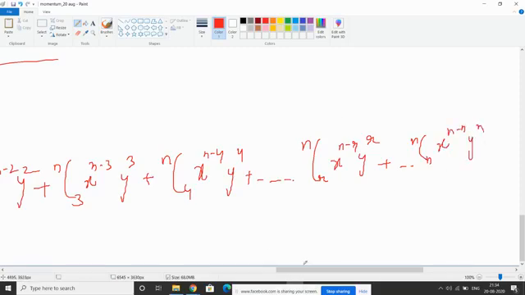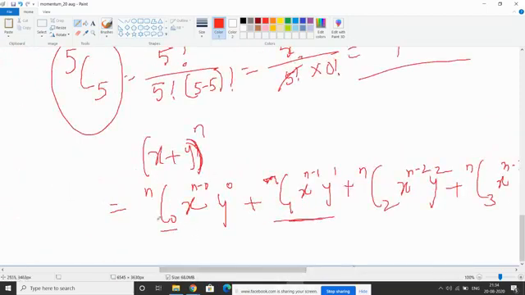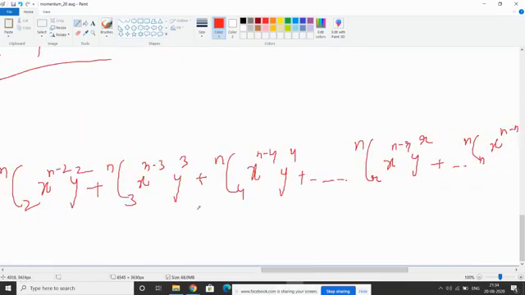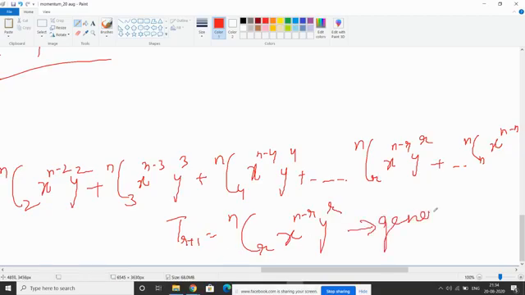Okay, see, it starts with 0. So this is the first term. When r value is 0, it is the first term. When r value is 1, it is the second term. So it has to be the (r plus 1)th term, right? T(r plus 1) equals nCr x^(n minus r) y^r. That's very, very important. This is the general term. Here the r value goes from 0 to n.